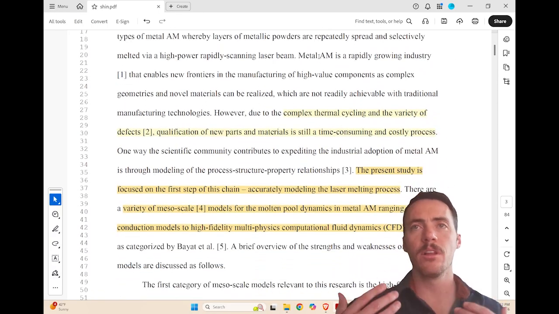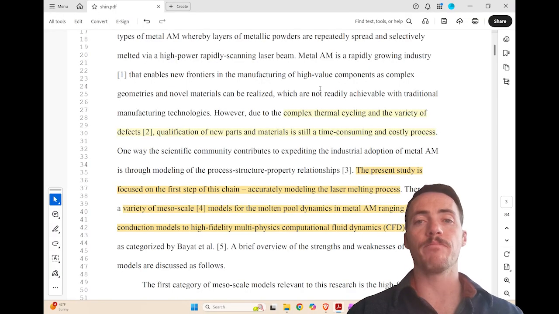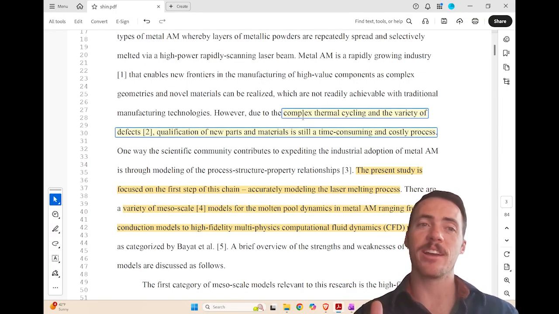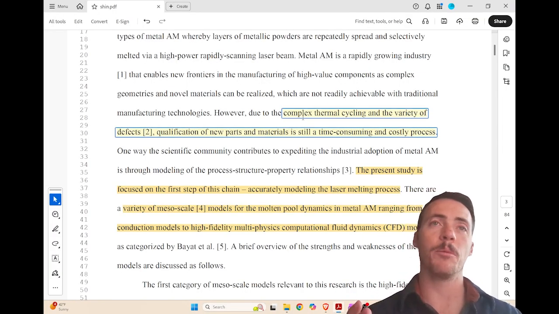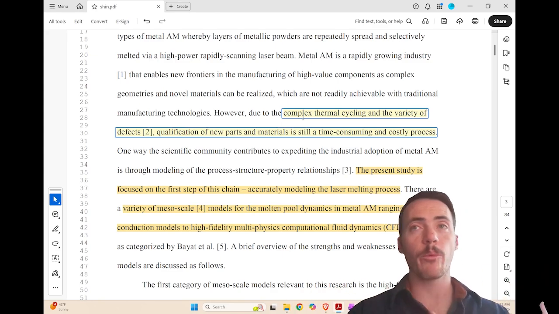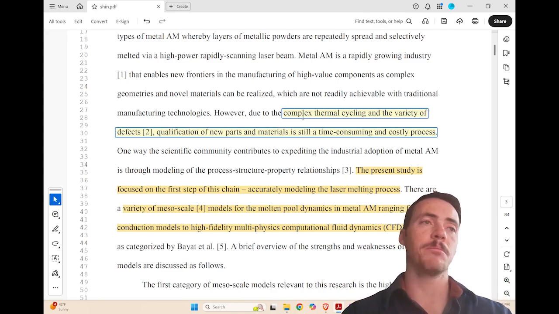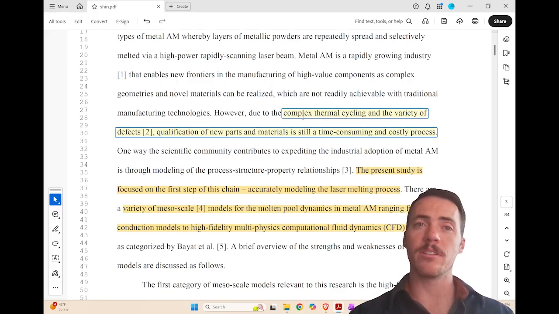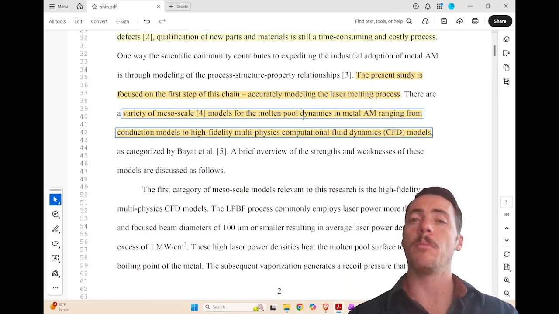Trying to model the melt pool size is important. But there is complex thermal cycling and a variety of defects that all come as a result of this, right? The pool size impacts the cooling rate, which impacts the microstructure, which impacts defects. So it's important. And there have been a lot of attempts to model it over the years.